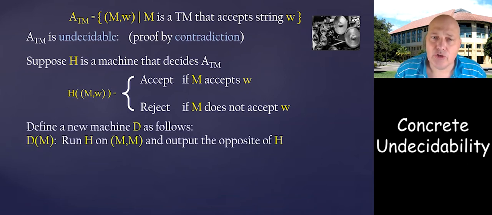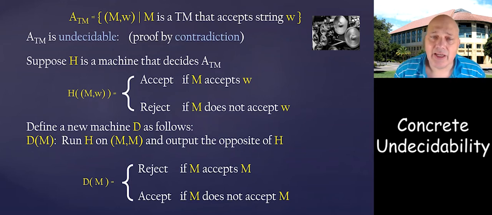And now we want to define a new machine, D. This machine will have only one input, which is the machine M, but it will treat M both as a machine and as a string. So essentially what it will do is run H on the pair M, M. And then it will output the opposite of H. So H is going to run on M, M, it always accepts or rejects, and D is going to output the opposite. So what do we see about D? D of M rejects if M accepts M, and accepts if M does not accept M. We just took the definition of H and we plugged in M both for the machine and also for the string W, for its input W.